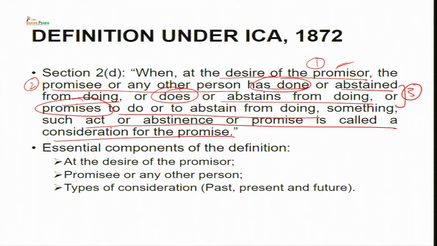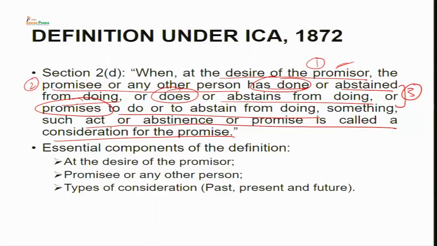What we are trying to say here is that till now we have just understood that there is a contract. In a contract, we need two parties. Those two parties should be legally competent to enter into such contract. It should be out of free consent, and there should be lawful consideration. So, our focus has always been on these two parties only. One makes the offer, the other gives the acceptance to that offer, right? But if you see this definition here, it is saying that at the desire of the promisor, the promisee or any other person can also provide consideration.